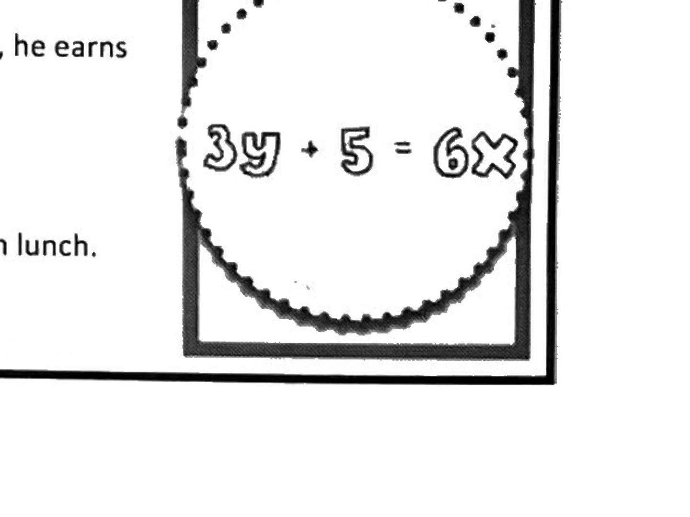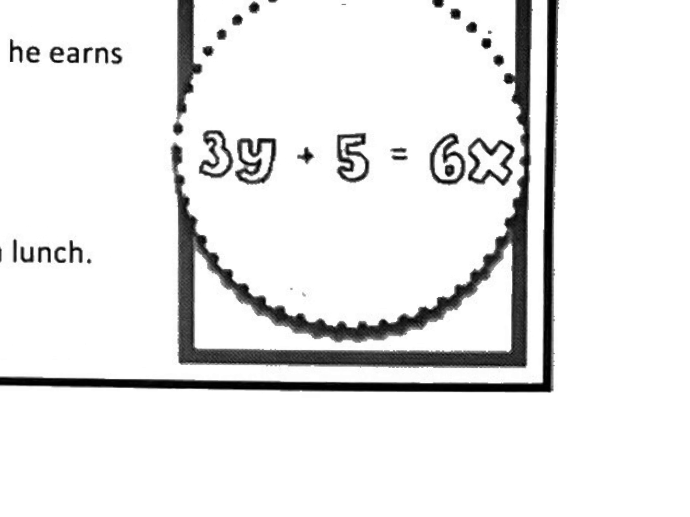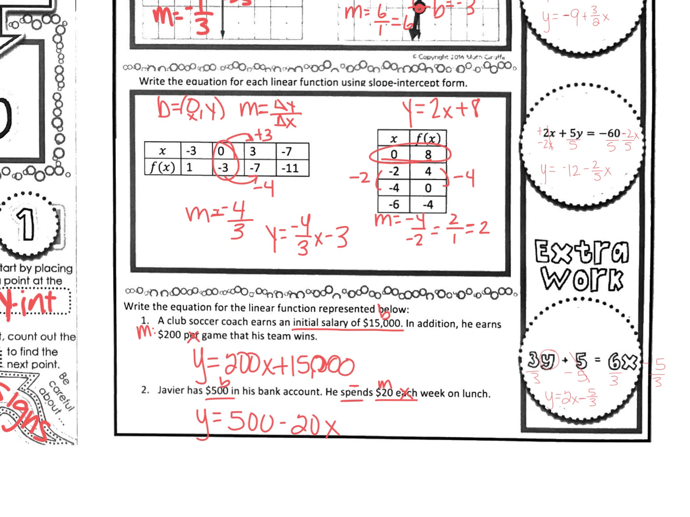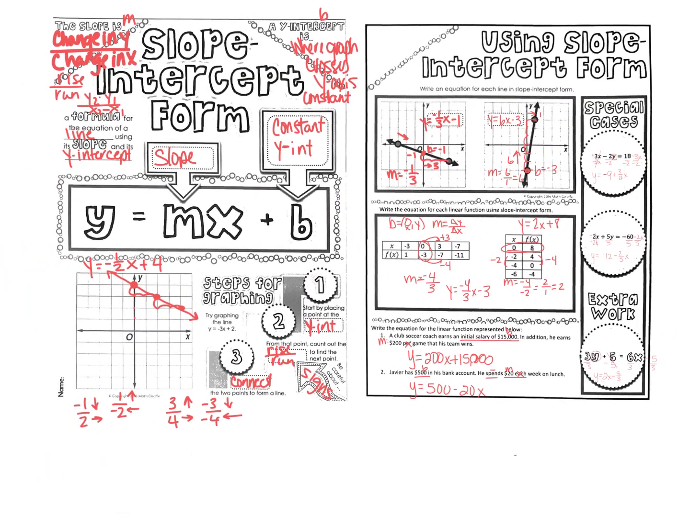And then this last one, the x is already over on that side. If I want to solve for y, now I'm moving the 5 and dividing everything by 3. So 6 divided by 3 is 2x minus 5/3. Hopefully this was a nice review for you of slope-intercept form.